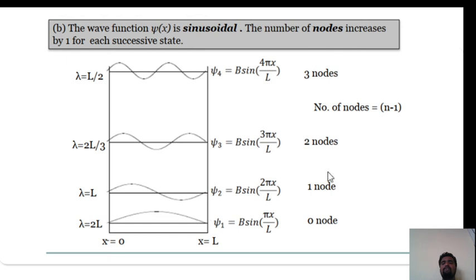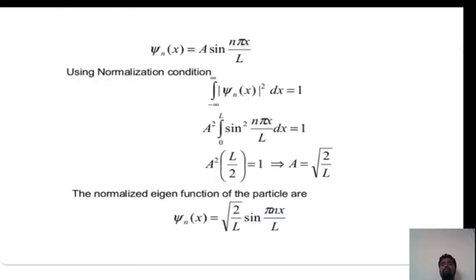The number of nodes increases by 1 for each successive energy state. The probability of finding the particle at each node is 0. If I consider the wave function psi 1, the probability of finding the particle at the middle of the box is maximum, whereas in case of psi 2, the probability of finding the particle at the middle of the box is 0. So at a node, the probability of finding the particle is 0. This is about a particle trapped in a one-dimensional box.